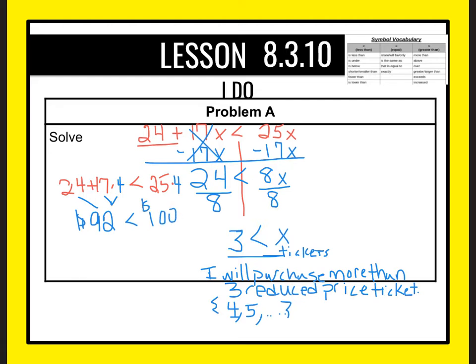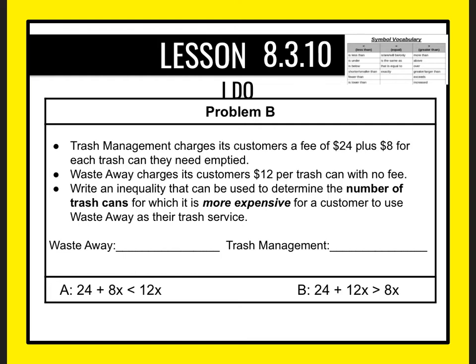So this lets me know, and I like to check, I can still check, I have to buy more than 3 at the reduced price in order for my cost to be less expensive than the same number of regular tickets. Okay, let's go ahead and do another problem.